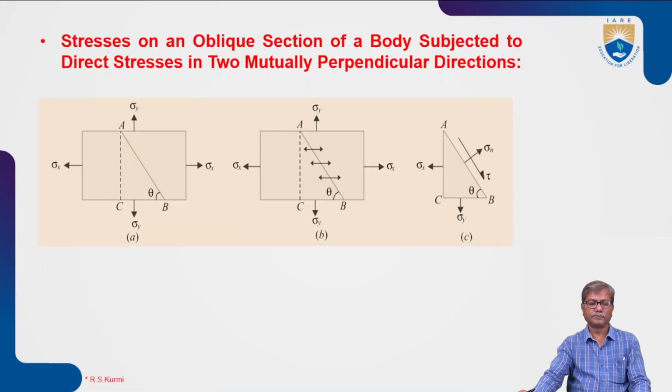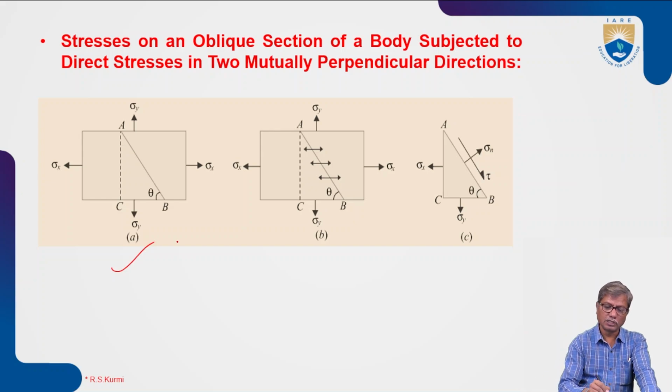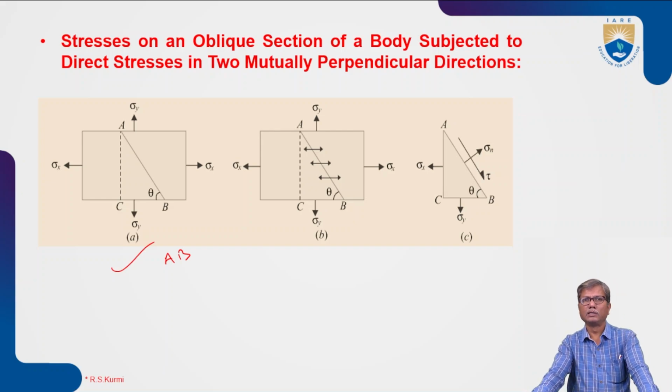So now we consider an object subjected to biaxial stresses sigma x and sigma y, as shown in the figure here. Due to that, what will be the stresses on the inclined plane or oblique plane AB, making an angle theta with the x axis?